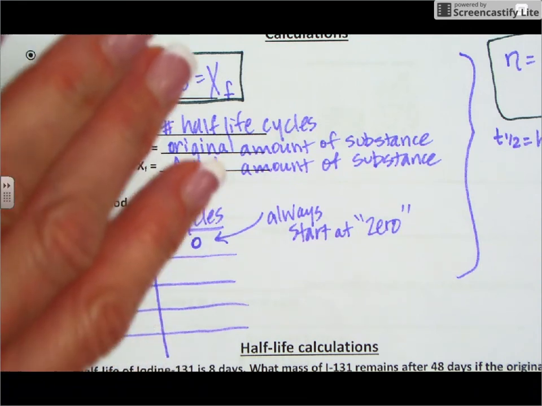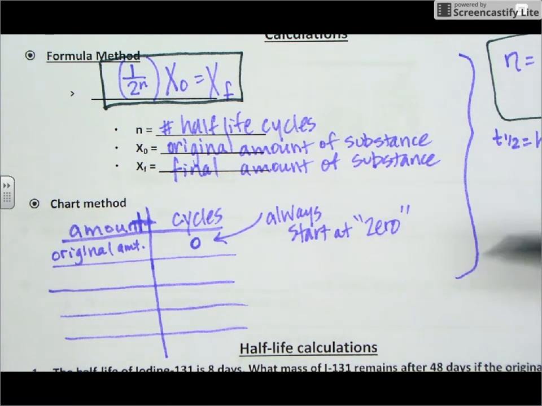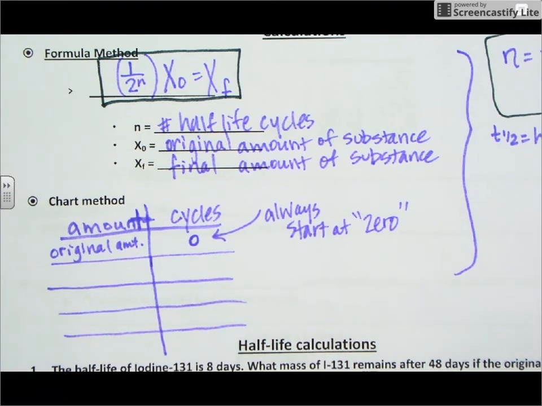All right, the last section that I want to go over with you is on half-life calculations. Now, there's actually two methods to half-life calculations. One is called the formula method, and one's the chart method. And in the previous video lesson, I talked about the methods, and sometimes it just depends on what they're asking you for. Sometimes it's easier to use the formula method, and sometimes it's easier to use the chart method.